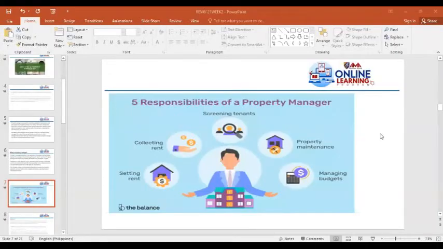So let's move on to the 5 responsibilities of a property manager. As you can see in the pictures, the property manager has many things to do. He has to set rent, collect rent, screen tenants, maintain the property, and manage the budgets.